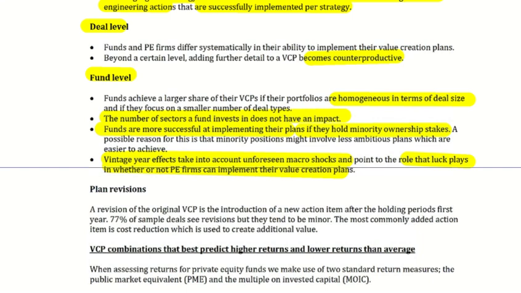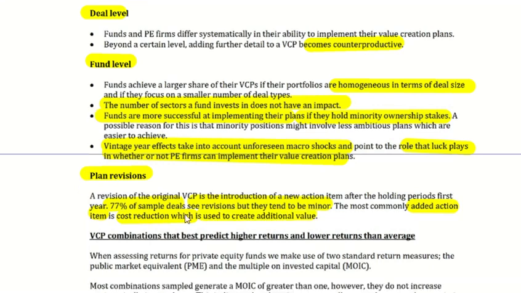Okay, plan revisions, revision of the original VCP. We define that as a change in plan in the very first year. 77% of those deals did in fact see revisions. In fact, they changed their plan during the first year, but in a minor way. The most commonly added action item is cost reduction, and obviously that was probably used to create additional value.